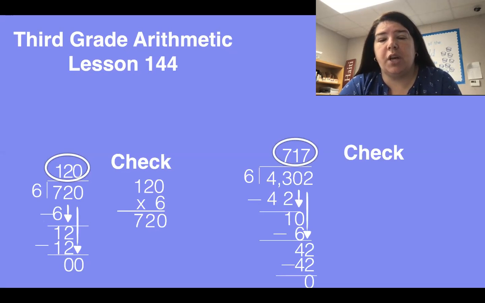717. So our check should be 717 times 6. 7 times 6 equals 42. Carry the 4. 1 times 6 is 6, plus 4 is 10. Carry the 1. 7 times 6 equals 42, plus 1 is 43. And your answer is the same.